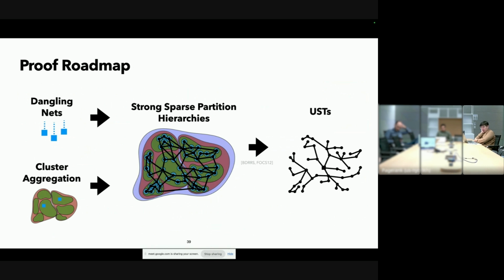I want to start by talking about the middle part of this, namely these strong sparse partition hierarchies. If I want to tell you what a strong sparse partition hierarchy is, I first have to tell you what a single strong sparse partition is, one level of this hierarchy. And here's some nice hierarchical clustering stuff for Raj and Kuba.